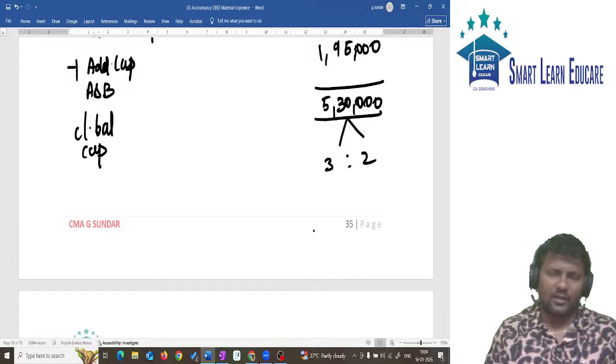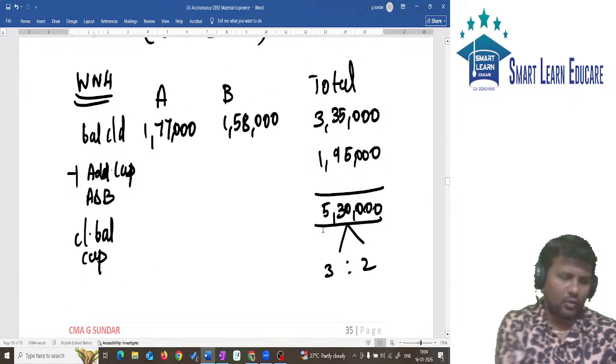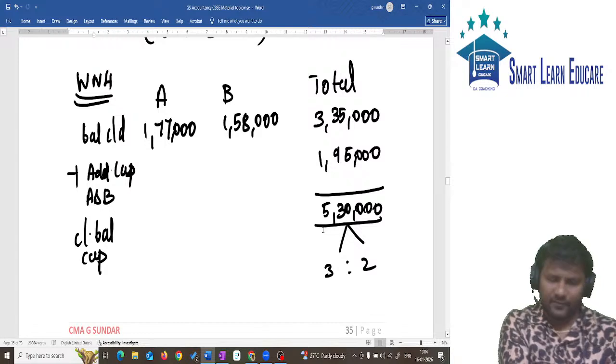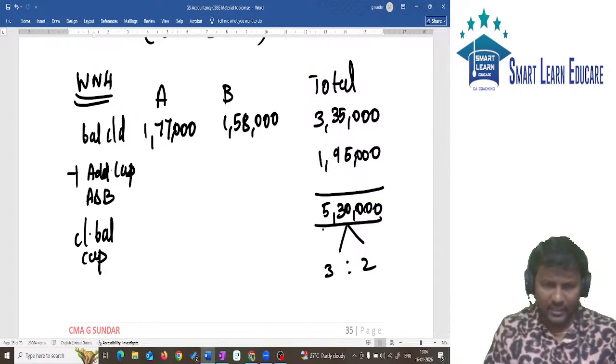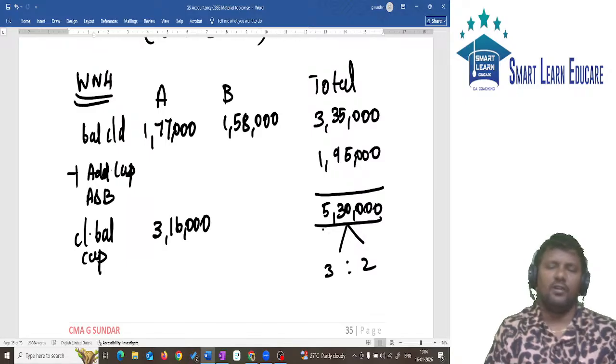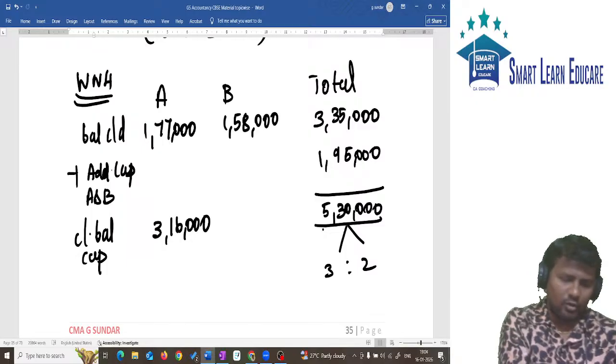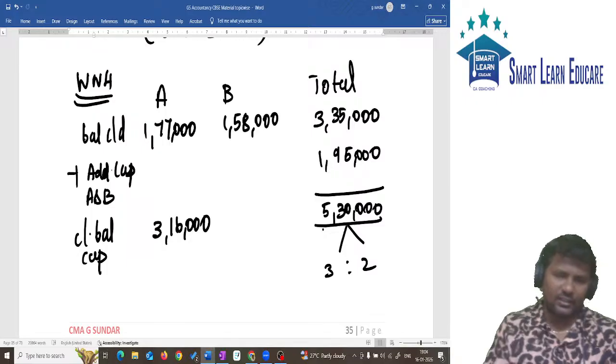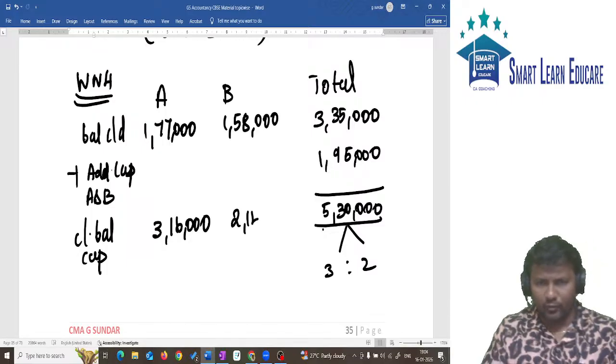Share 5 lakh 30,000 in 3:2. Divided by 5 into 3, you will be getting 3 lakh 18,000 for partner A. And how much is the amount for partner B? 5 lakh 30,000 minus 3 lakh 18,000, you will be getting 2 lakh 12,000 for partner B. I will repeat again.